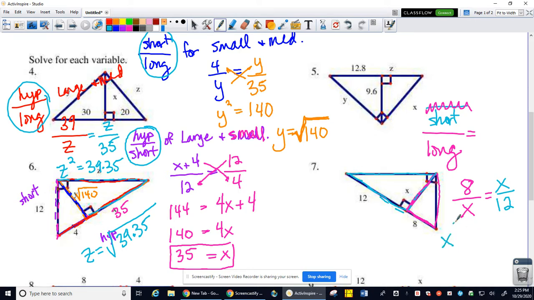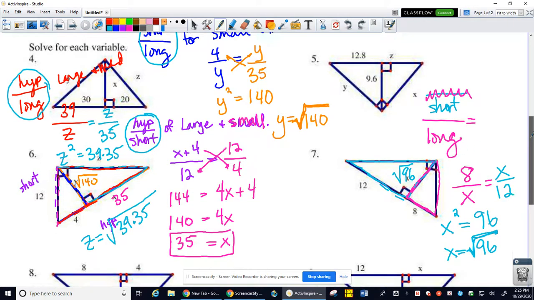So cross multiplying, x squared equals 96. 8 times 12 is 96. So x is the square root of 96, which is bigger than 9 but less than 10. Somewhere in there. Root 96 is an awesome answer. You don't have to simplify that, but if you need to, your calculator can handle that.